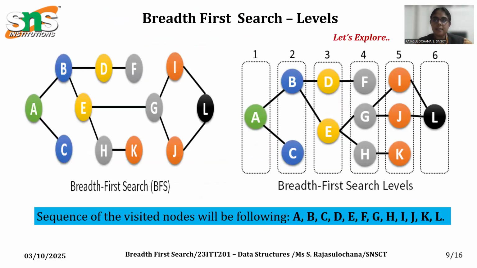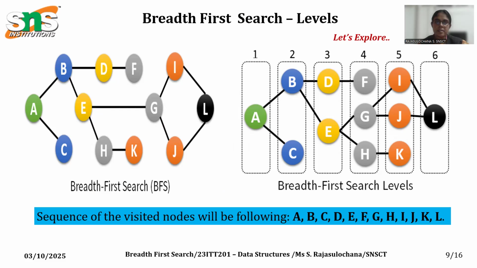So here, look at this graph. Initially, at level 1, we have only one vertex, which is A. So that is visited first. And in the next level, we have B and C. And in the third level, we have D and E. And in the fourth level, we have E, F, G, and H. And in the fifth level, I, J, K. And in the last level, level 6, we have L.